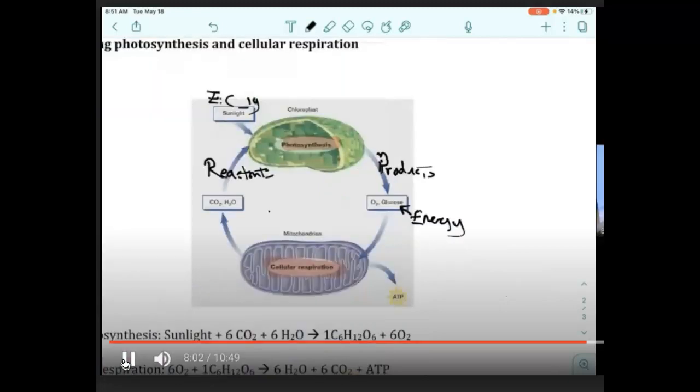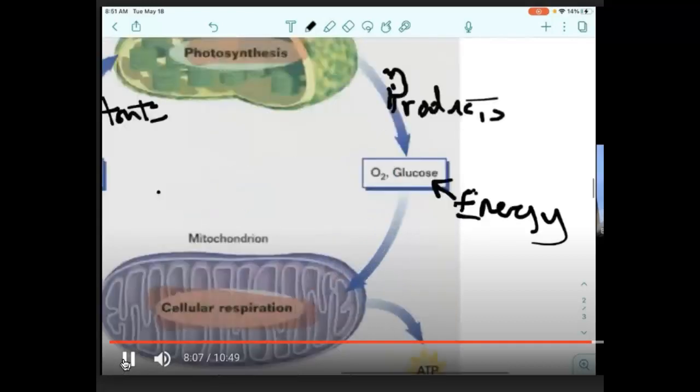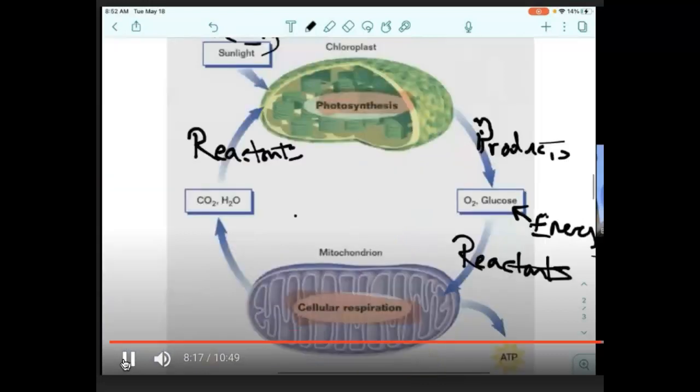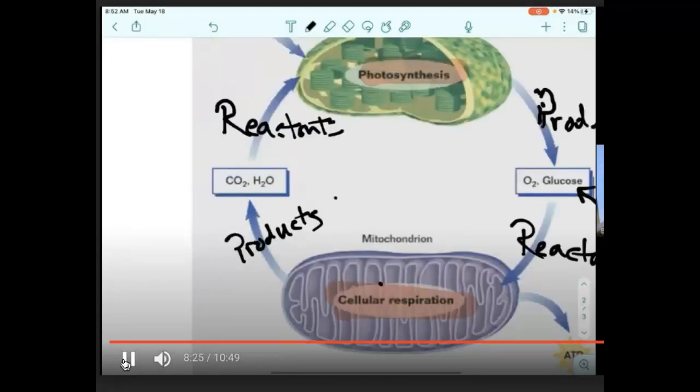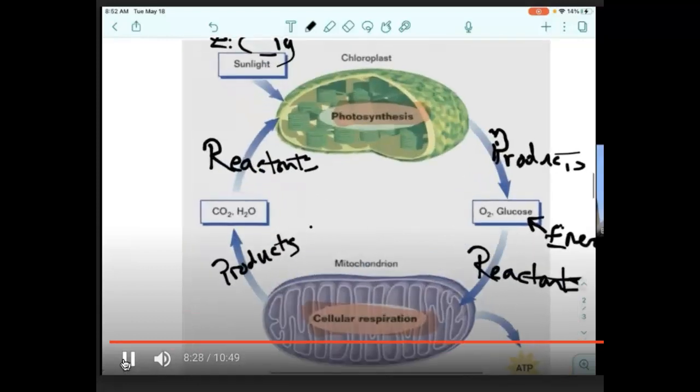Then those things, oxygen and glucose, that were the products of photosynthesis, they become the reactants for cellular respiration. So reactants. And then the products of cellular respiration are carbon dioxide and water. So you see what's happening, right? The atoms are just cycling. The atoms come in and they go around. They just get pushed back and forth all day long. So what I've written here in the middle is atoms cycle.